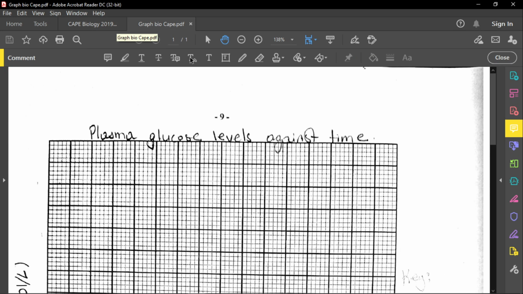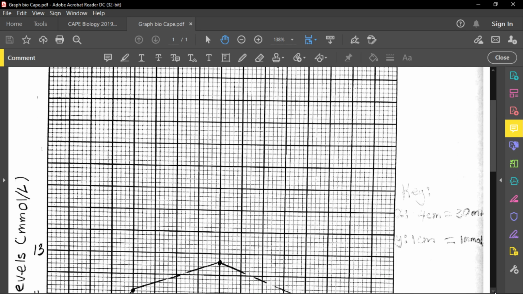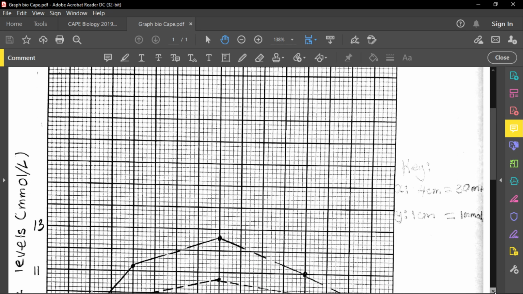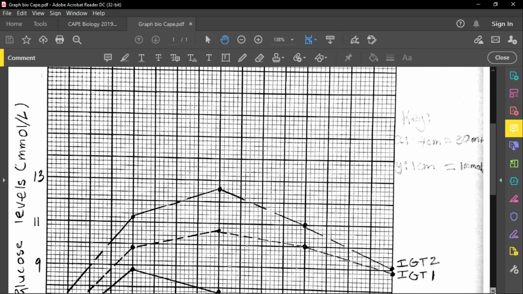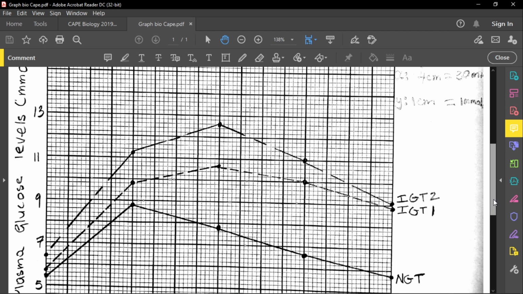And so I have already done the graph to make it easier and faster. And so the graph here is illustrated. First, you must have a title to indicate what the graph is showing. So the graph is showing plasma glucose levels against time. Also, what is important, you need to label your axis. So very importantly, your y-axis will be your glucose levels in millimole per liter. And your x-axis will be time.